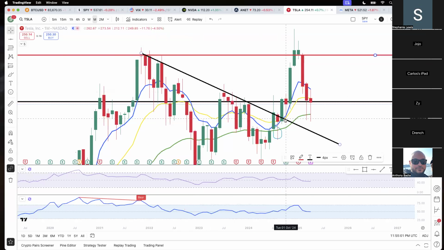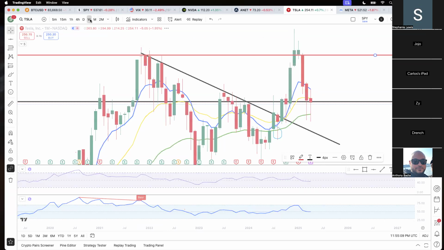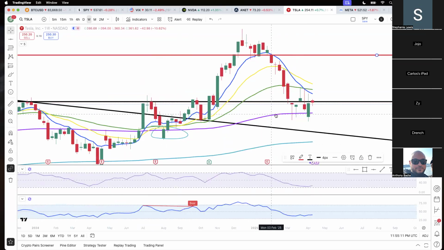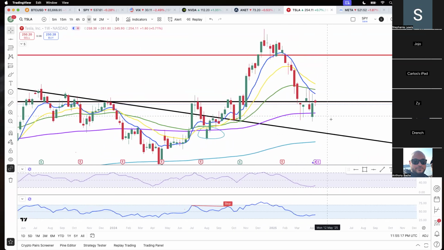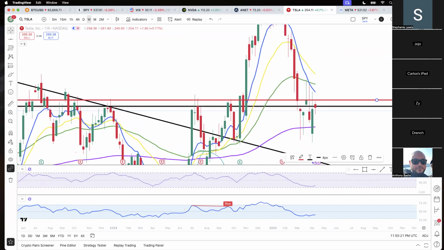So we broke out from this trend line, right? We came and retested this high, but we've retested this trend line so far here. Buyers have shown up. Let's look at this on the weekly and see what it looks like. We're at the 200 EMA again, and it looks like we almost want to form what looks like a double bottom. But same thing as NVIDIA.